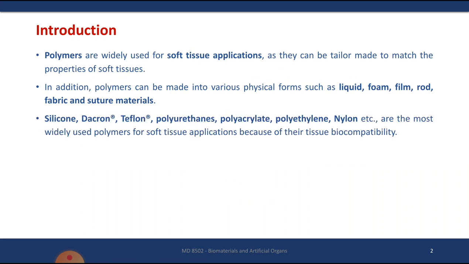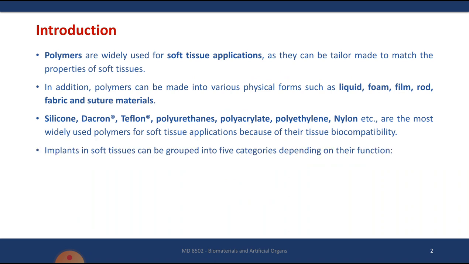Some of the polymers like silicone, Dacron, Teflon, polyurethanes, polyacrylate, polyethylene and nylon are widely used for soft tissue applications because they have biocompatibility. Biocompatibility is the major criterion for implants, right? So that's why we go for all these polymers for soft tissue applications. Generally the implants in soft tissues can be grouped into 5 categories based on the function.